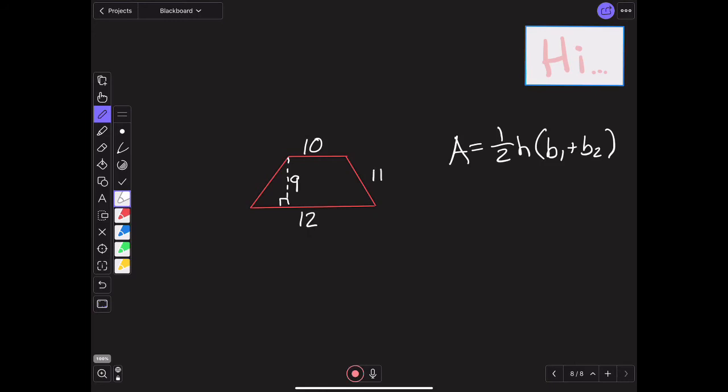Okay, there's our numbers, and I will give you a hint. You do not need all of them. Find the area of that trapezoid using the formula over here.